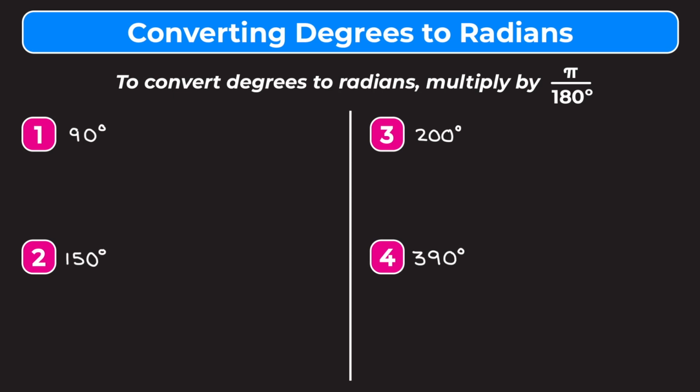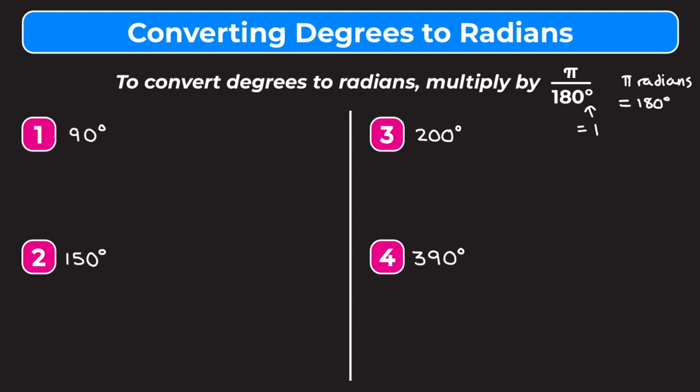So jumping into example 1, we have 90 degrees. And if you look at the top of our screen, it says to convert degrees to radians, multiply by pi over 180 degrees. The reason this works is because pi radians is equal to 180 degrees. So pi radians and 180 degrees are equal. So when we're multiplying by pi over 180, this is really equal to 1. So we're just multiplying our given value by 1, so it stays the same.